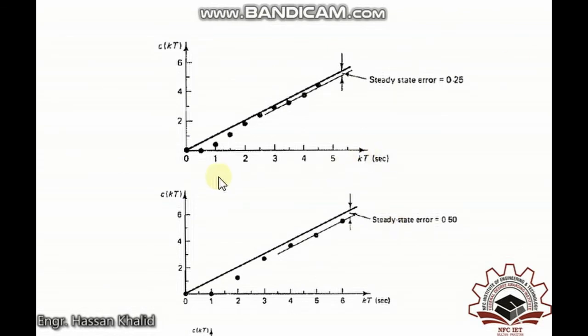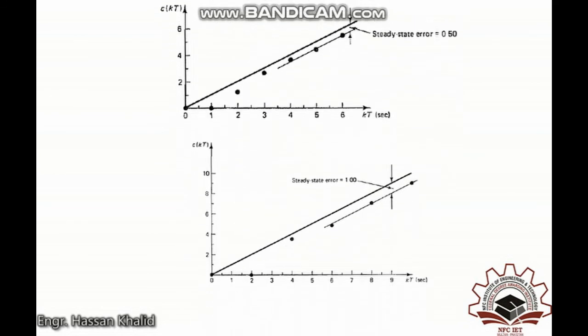You can easily see that for the ramp input given to the system, we can find out the velocity error that has been marked for the sampling time of 0.5 seconds. The steady state error is now 0.25. Now if we increase the sampling time to 1 second, the steady state error has also increased to 0.5, and further increasing the sampling time to 2 seconds, the steady state error has now increased to 1.